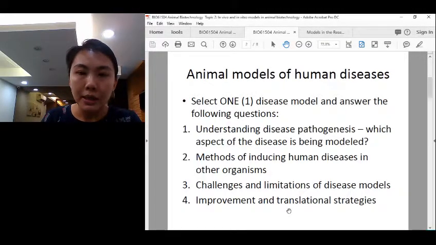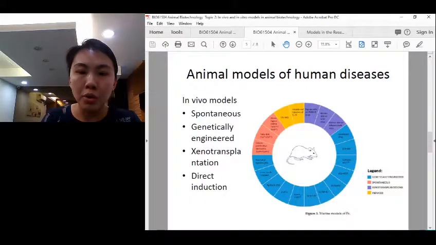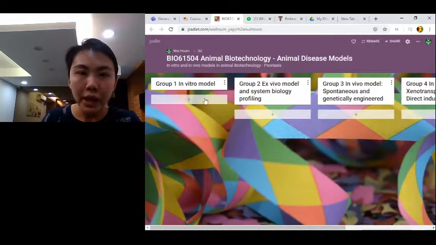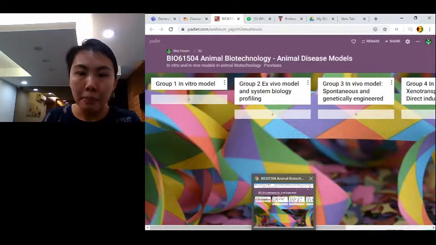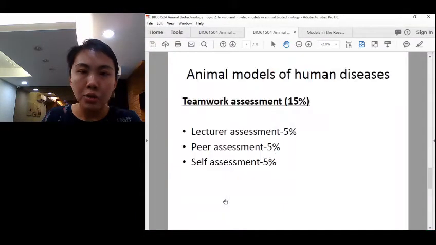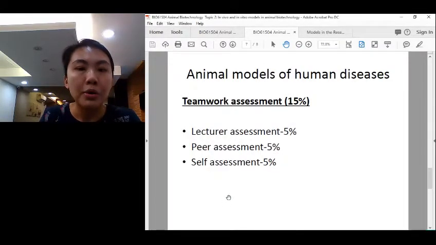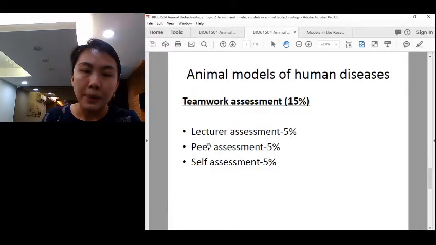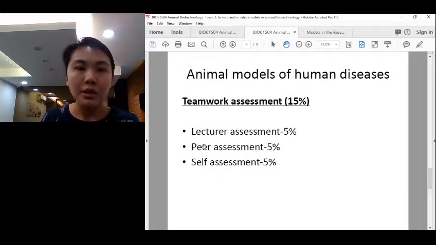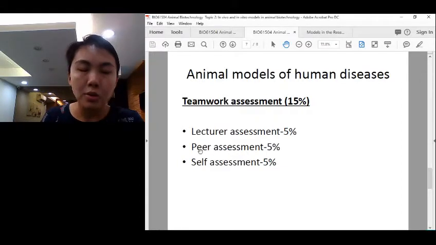Once you have completed the activity, I will give feedback on your Padlet wall. I will provide comments for each group there. Once I have completed the comments and suggestions, you will need to give a score for your teamwork. Lecturer assessment is my part, so I will evaluate all of you. The second part is the peer assessment: how do you grade your peers in terms of their contributions, their ideas and suggestions in this activity?